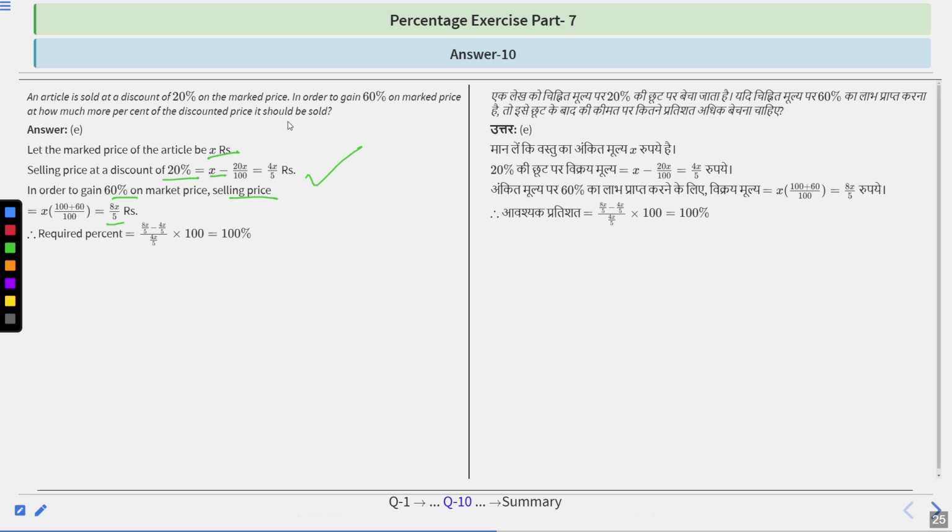Clear? The question says how much more percent of the discounted price it should be sold. So the required percentage will be (8x upon 5 minus 4x upon 5) upon 4x upon 5, multiplied by 100, which is 100%. So E is the correct answer.